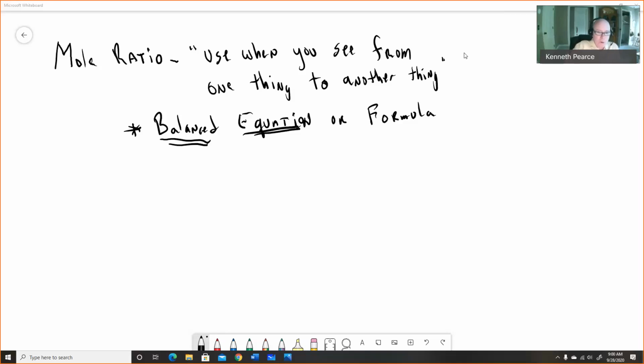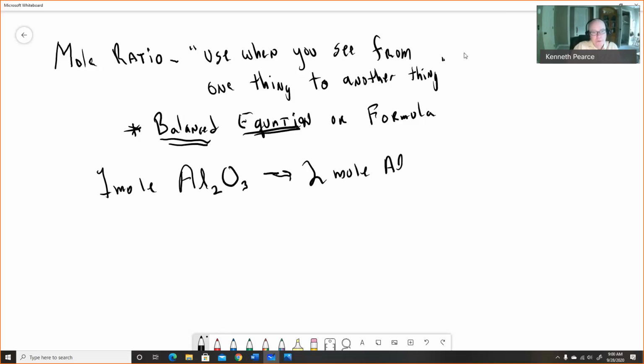But they both mean the same thing. And let me show you what I mean here. Let's start with formulas. How about, let's say we have aluminum oxide. Well, what this means is that for every 1 mole aluminum oxide, you have 2 mole aluminum. You have 3 mole oxygen atom. And this should make sense. If you have one of the parent molecule, then whatever the subscripts are, that's how many moles you have.